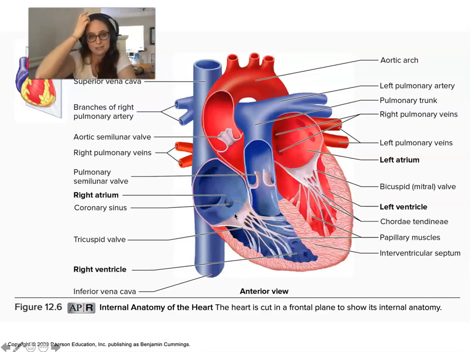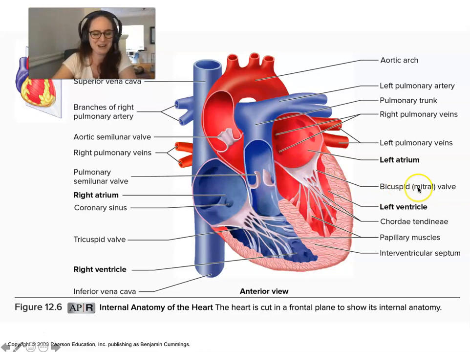But like I said, there's different cooks in this kitchen. They are also known as atrioventricular valves. They separate the atria from the ventricles. This one separates this atrium from this ventricle. So this is the right AV valve, this is the left AV valve, otherwise known as the right atrioventricular valve and the left atrioventricular valve.